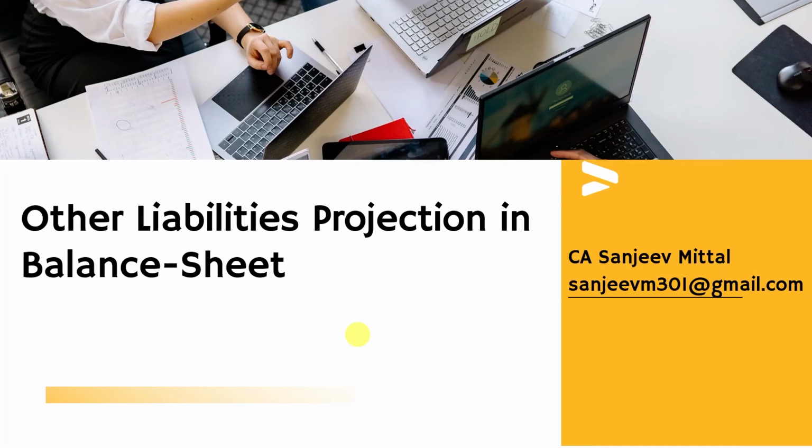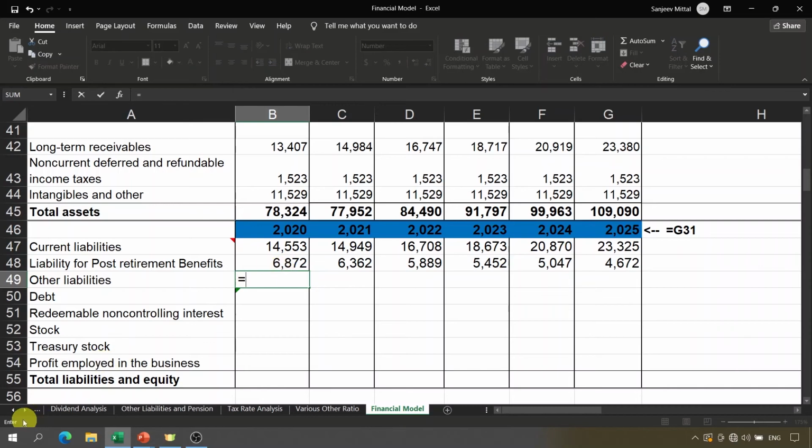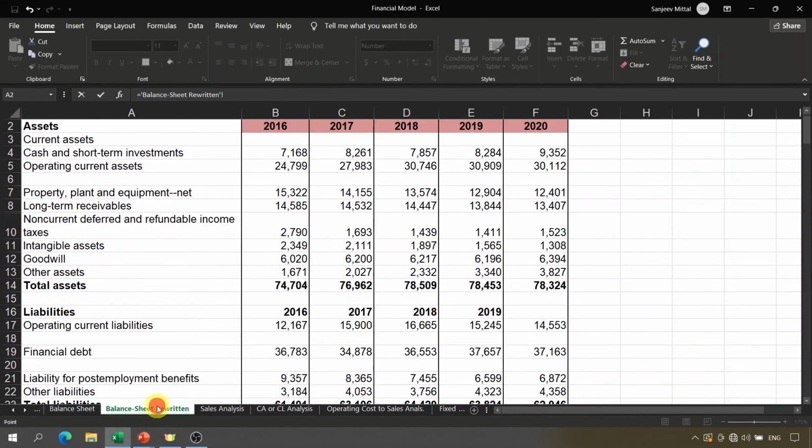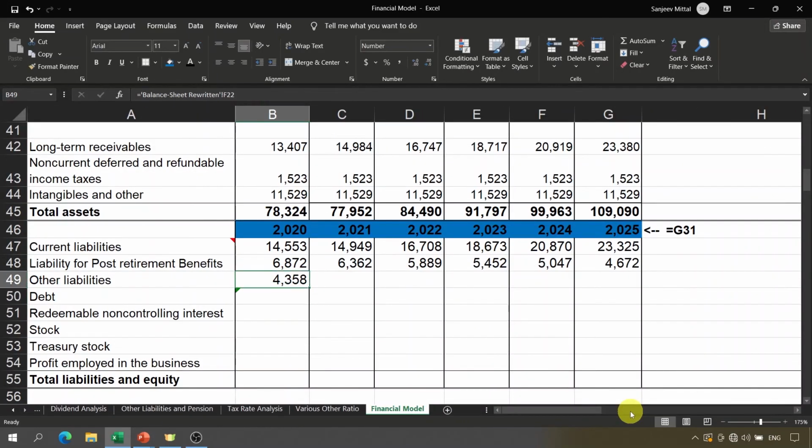Let's try to project our other liabilities in the balance sheet. For that purpose, I'm going to our other liabilities in the balance sheet for the year 2020. For the year 2020, I'm just going to select the other liabilities from our balance sheet, which is rewritten, and the amount for that other liability is simply 4,358, and I select that number and we get our other liabilities here.